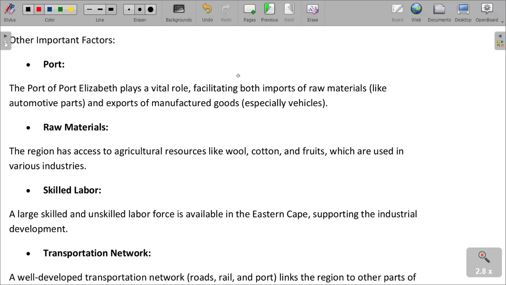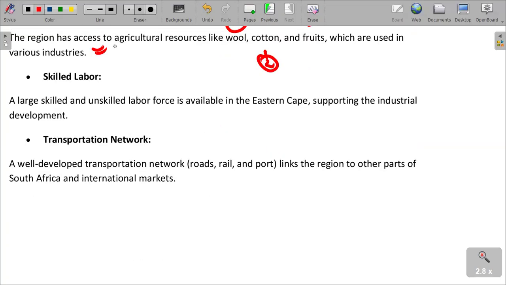Raw materials: the region has access to agricultural resources such as wool, cotton, and fruits, which are used in various industries. So parasitic industries or industries that are within a short distance also benefit from this. Skilled labor: a large skilled and unskilled labor force is available in Eastern Cape, supporting industrial development. We talked about a large population size, which also provides both skilled and unskilled labor.